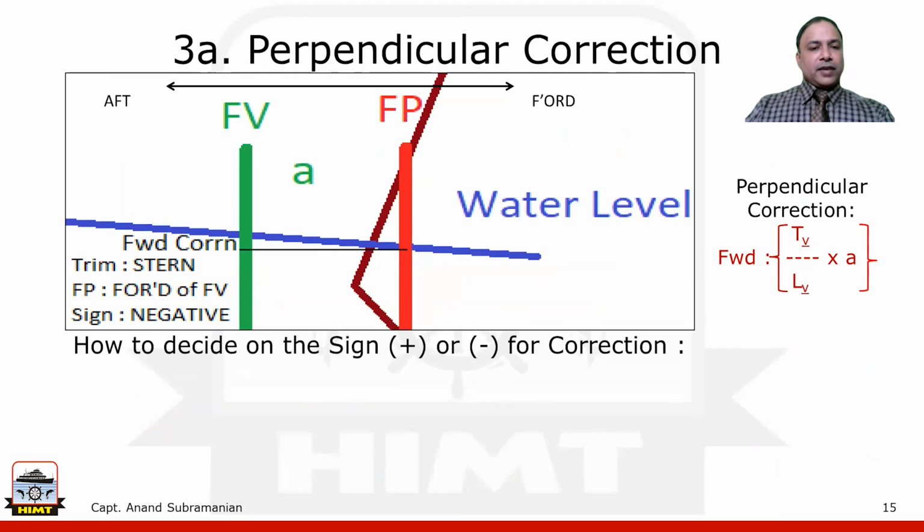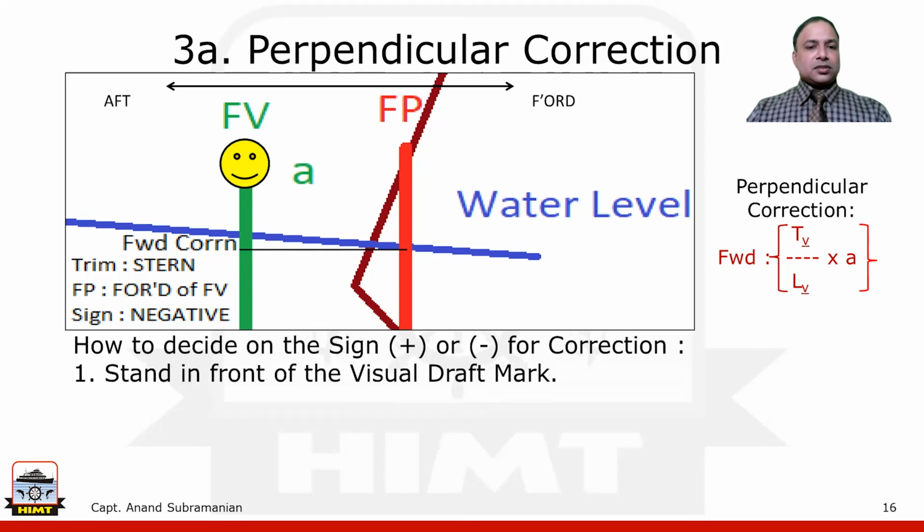Now, the value we have is at the visual draft marks, and the value we want to find out is the draft at the forward perpendicular. So now we have a small correction which comes about. So let us see how to apply this correction and how to apply the signage.